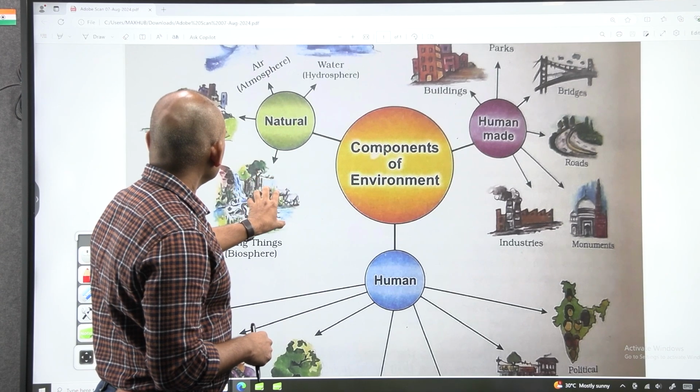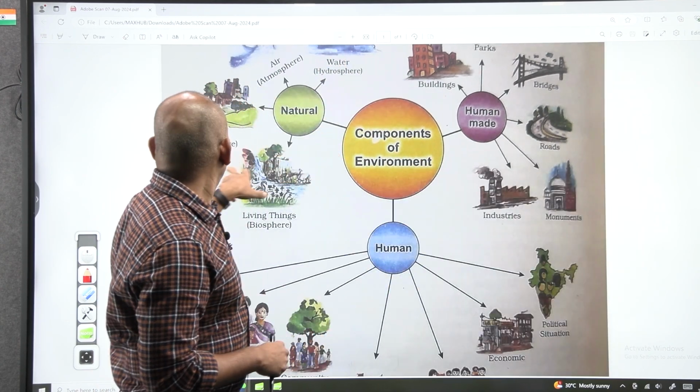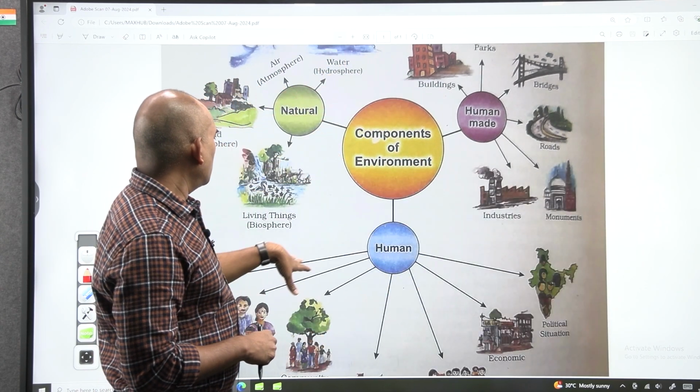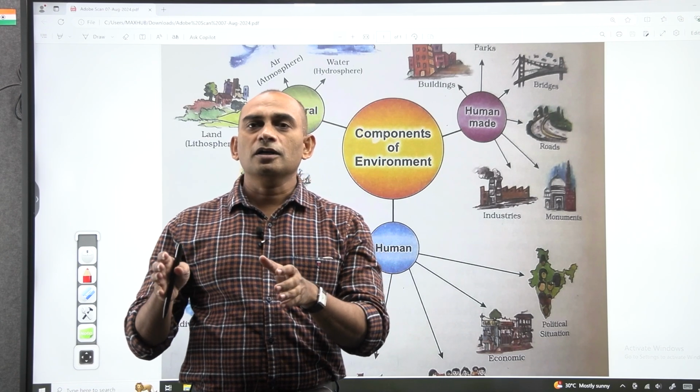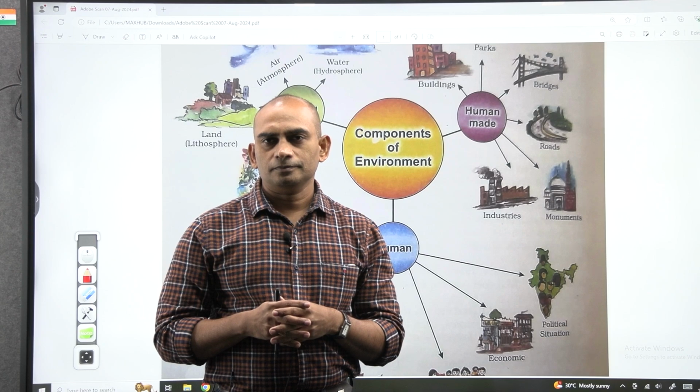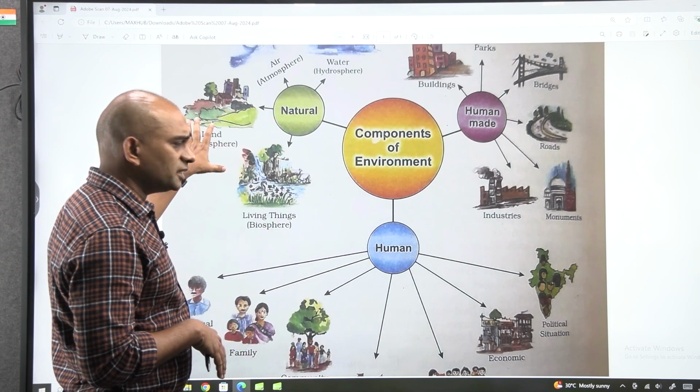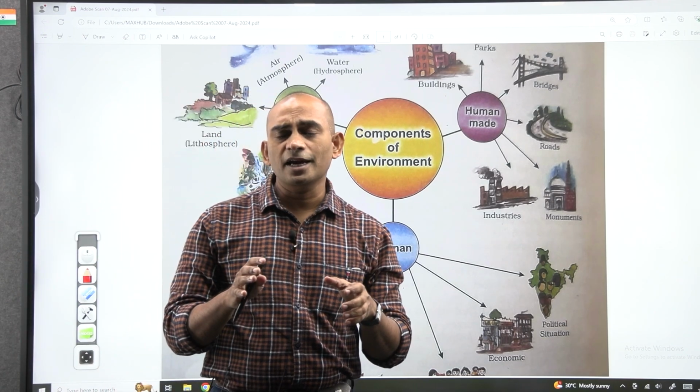Here, look at this one. Land, air, water, and biosphere. All these are part of natural environment. Now, take up land, that is lithosphere. Domain of land is lithosphere.